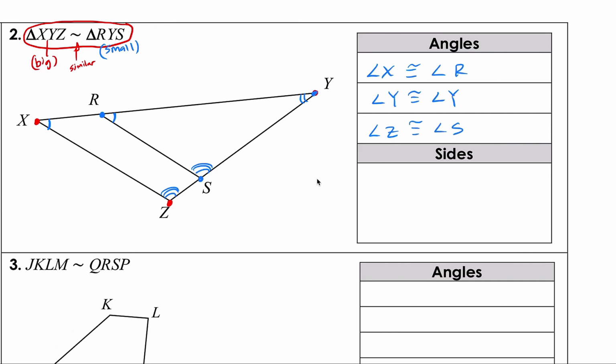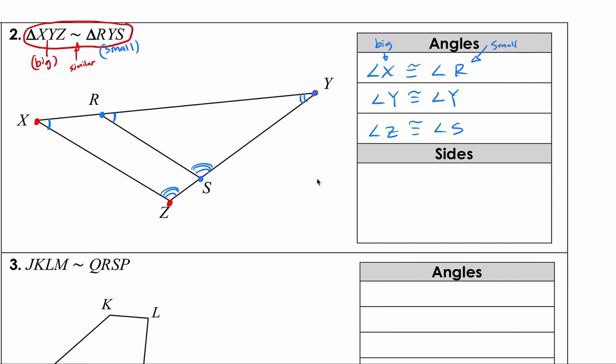If you notice, I always put the big triangle angles first, and then the small second. You always stay consistent. If you're going to say the big first, make sure you say the small second on every single one. If you want to say the small first, that's okay, but make sure you say the small first for all your statements. Remember, order matters, so big to small or small to big. It's your choice, but stay consistent.